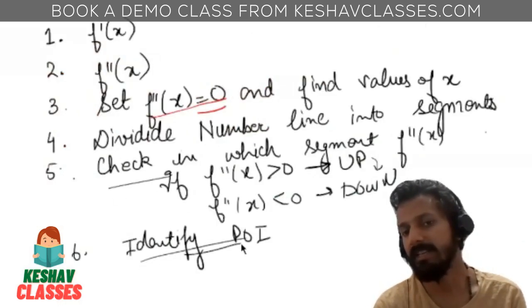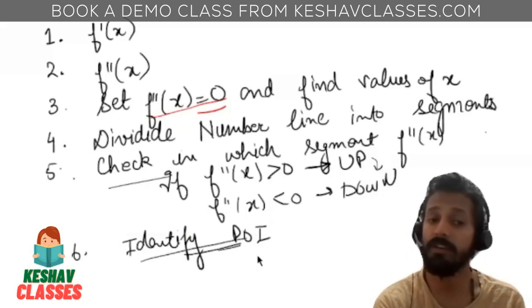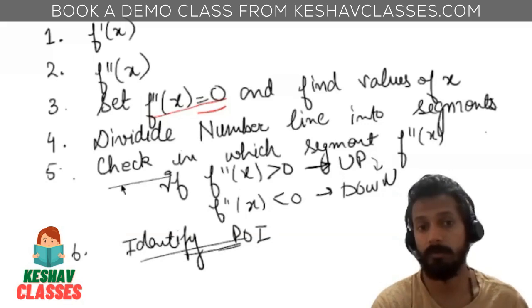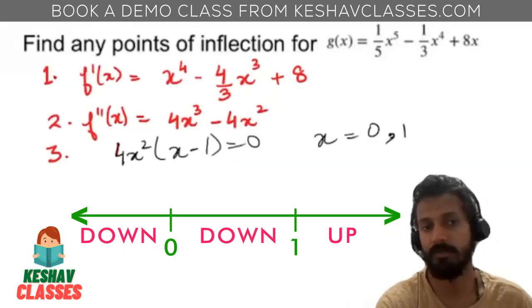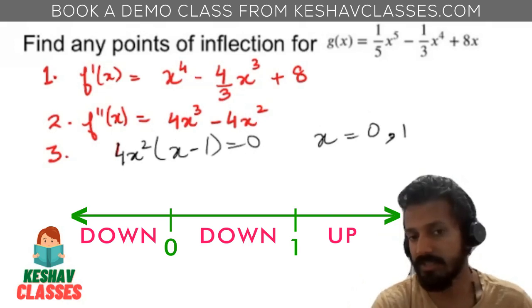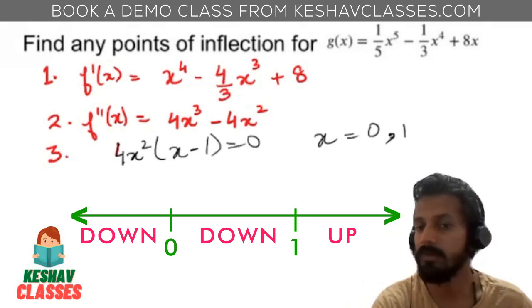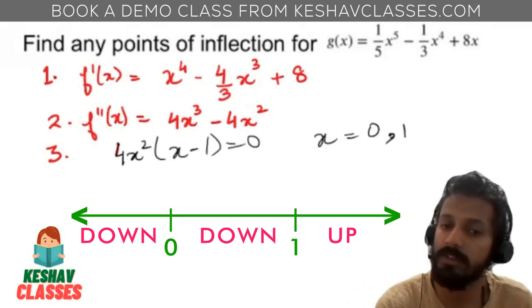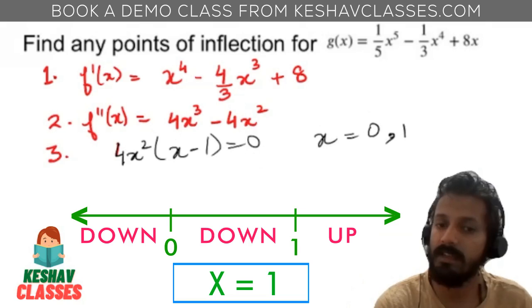Now identifying the points of inflection. A point of inflection is when this double derivative goes either from positive to negative or from negative to positive. So in this case, at this range, it's concave down and then down. It's not changing direction. It is changing direction only at this point, at x equal to 1. So there is only one point of inflection, x equal to 1.